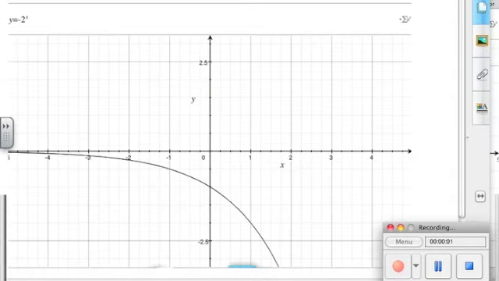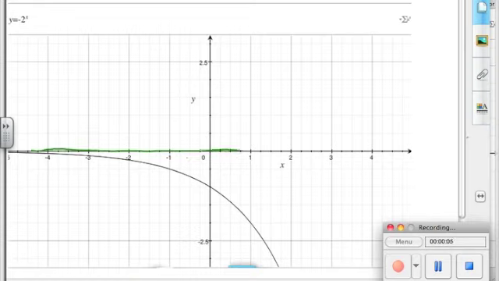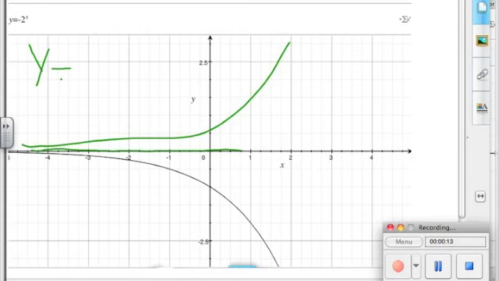This is our parent function flipped over the x-axis. Right here you can see our original function would look like this, but it's flipped over the x-axis. Our equation is y equals negative 2 raised to the x.